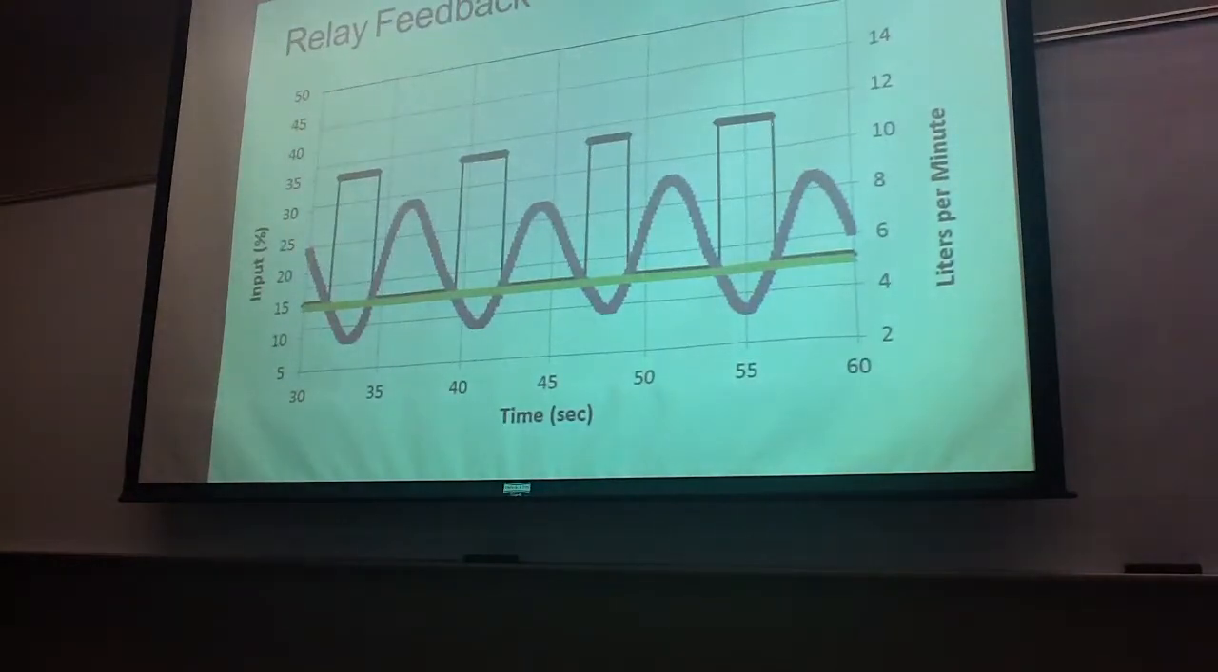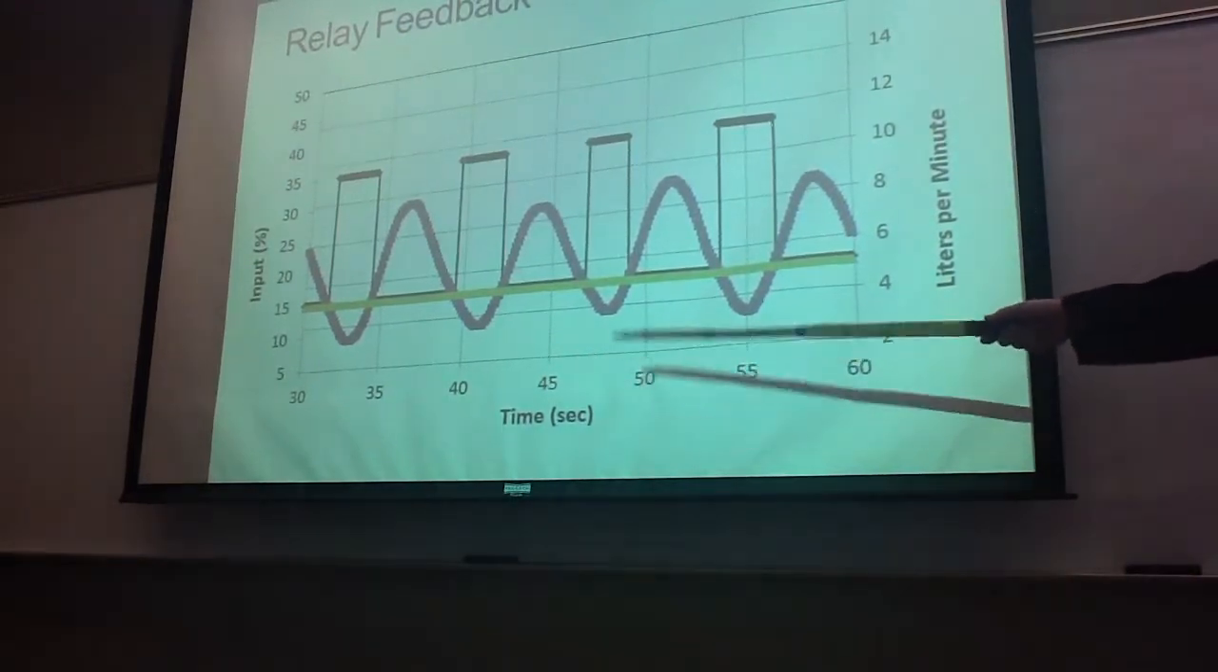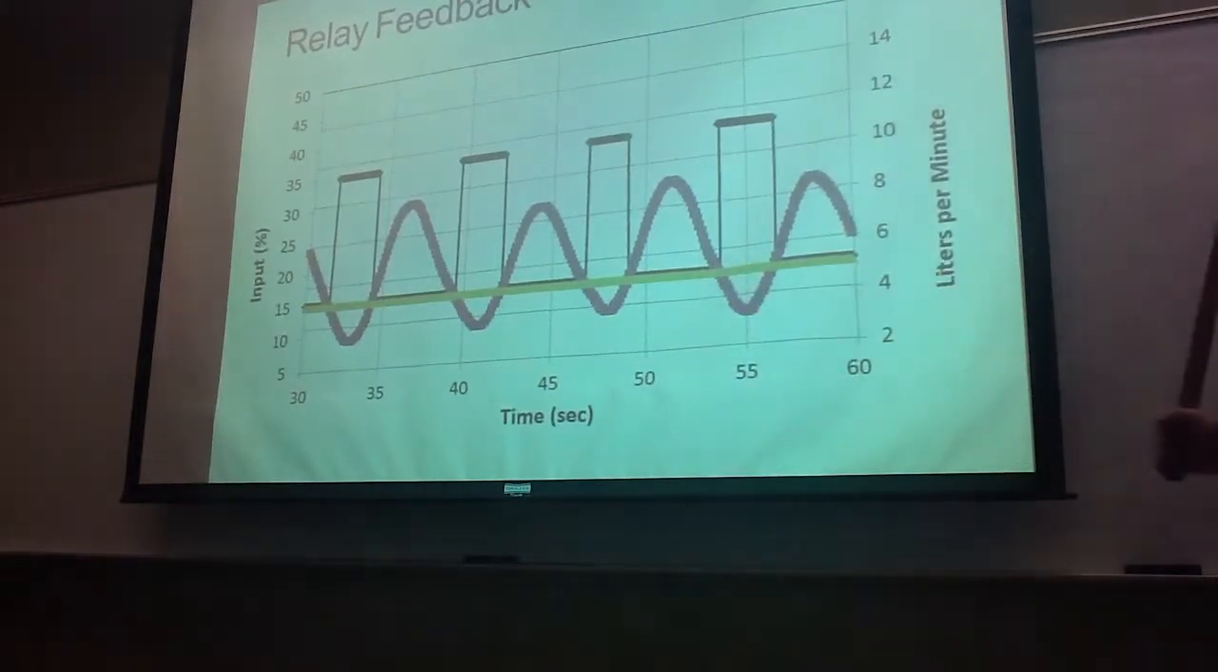That just takes out the transients, that's all I did. So you can see more of my nice 3 curves and the output in liters per minute, which is a gas flow, and the input in percent, over the course of 30 seconds, which is nice.